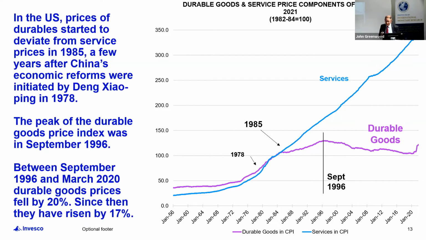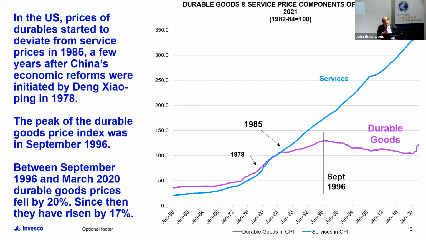And in 1985, what you see is a divergence in the behavior of durable goods prices and service prices. Durable goods prices are still rising, but they're not rising nearly as rapidly as service prices. And then from September 1996, durable goods prices start falling. So basically what's happening is China is producing more and more cheap manufactured goods using its cheap labor, its cheap land, its cheap factories, and so on. And it's competing in this area. So China is having an effect on relative prices, but not on the overall price index.